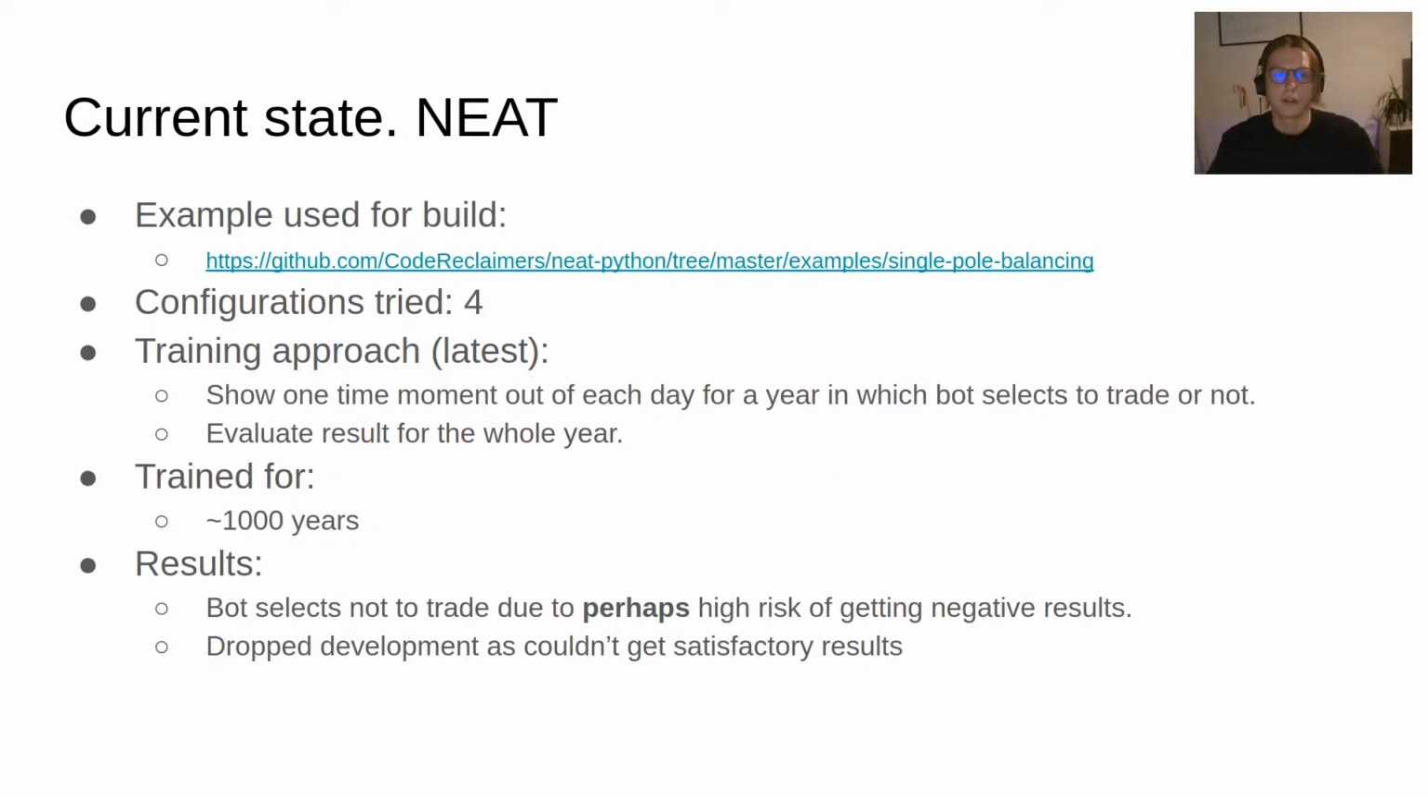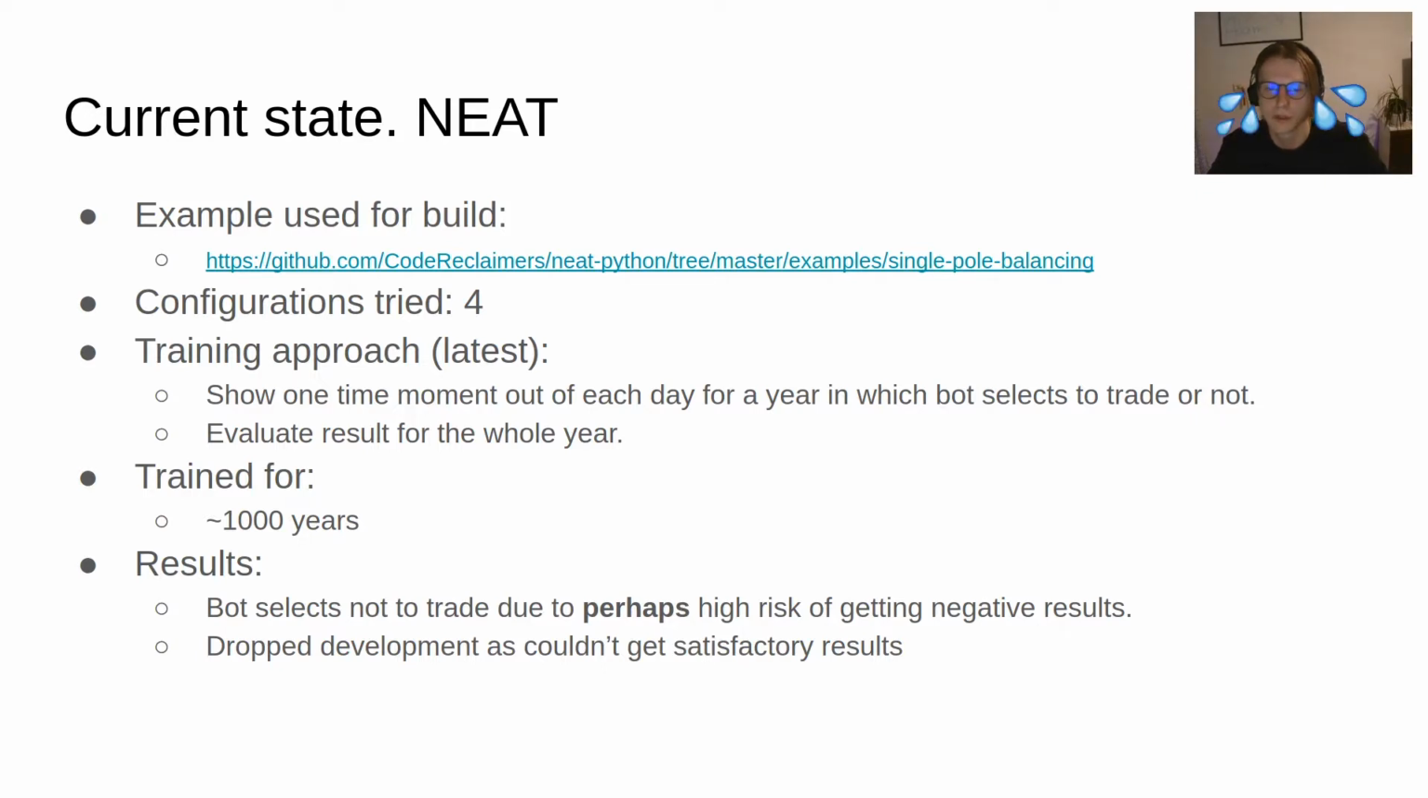As for the current state, I tried 4 configurations of NEAT, and the latest training approach is that I show just 1 minute out of the whole day for the model, and then it has to decide if it buys, sells, or just does nothing. And I do that for a year, and at the end of the year I evaluate the model, select the winning models and breed a new genome and start again. So in total I trained the models for 1000 years, and the results are quite sad.